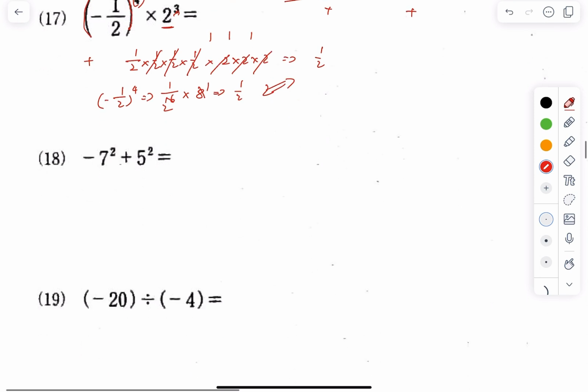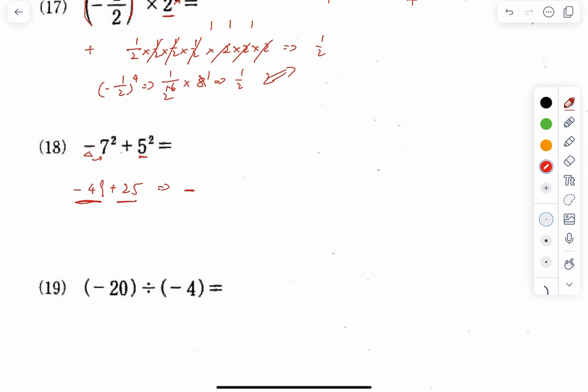Okay? Question number 18. So that's exactly what we're talking about. This negative should not be involved in the operation of 7 to the power of 2. So negative 7 to the power of 2 is 49, plus 5 to the power of 2 is 25. A bigger negative number adding another smaller positive number. So the answer is negative for sure. I use 49 minus 25, in this case 24.